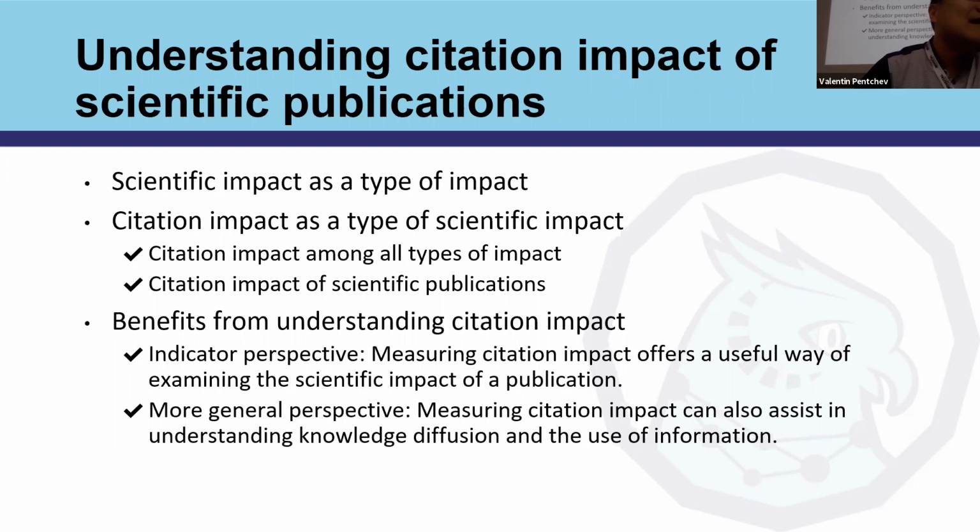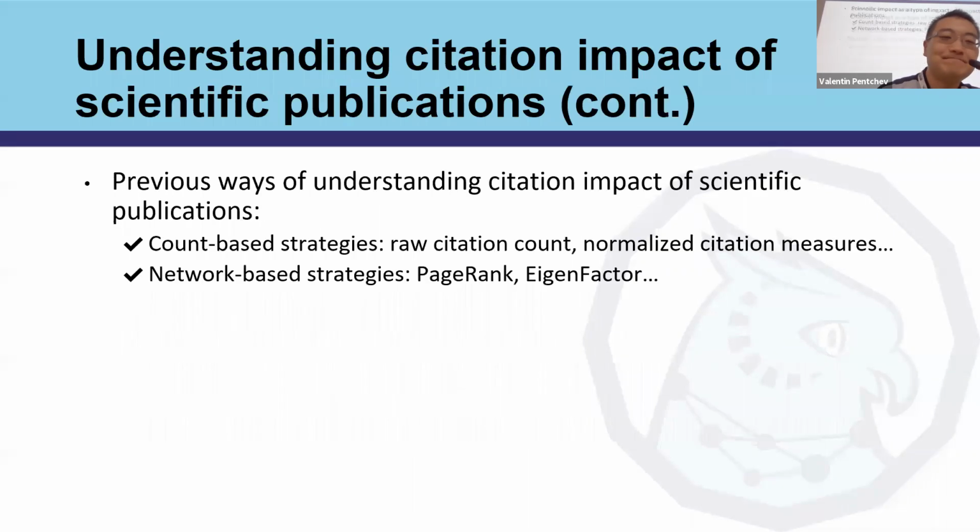So there are several benefits of understanding citation impact. First of all, from an empirical perspective, measuring citation impact offers a useful way of examining the scientific impact of a publication. This is mainly from a research assessment perspective. From a more general aspect, measuring citation impact can also assist us in understanding knowledge diffusion, knowledge dissemination, and the use of information, especially from the bibliometric, scientometric, and informetric perspectives.